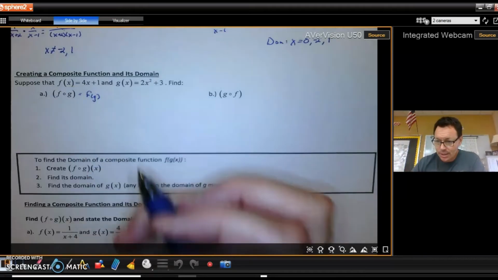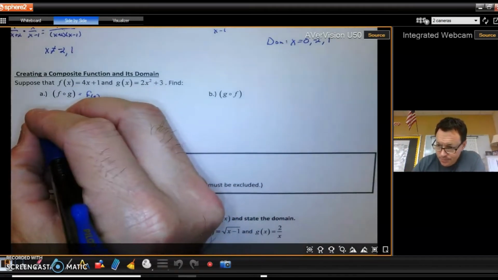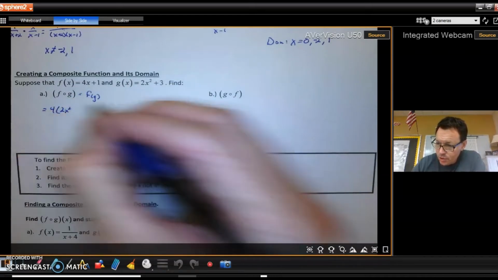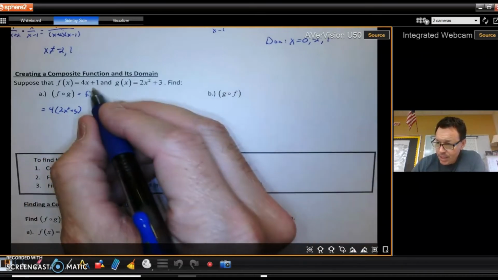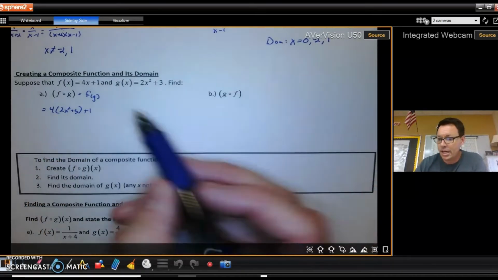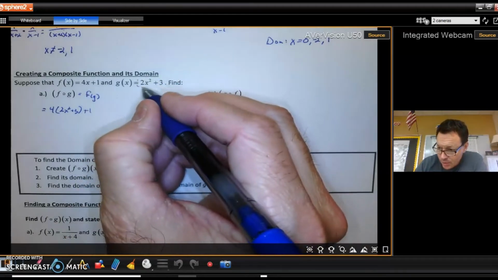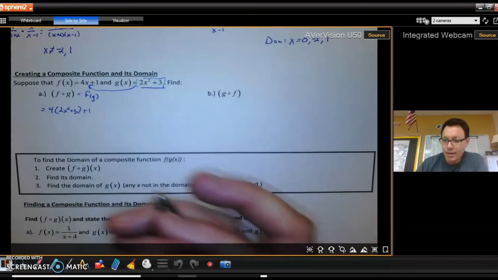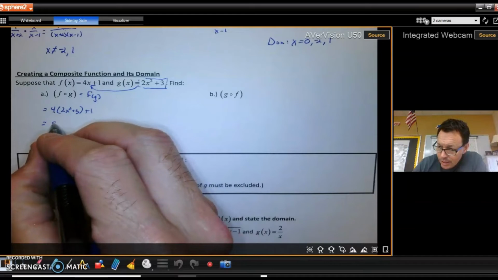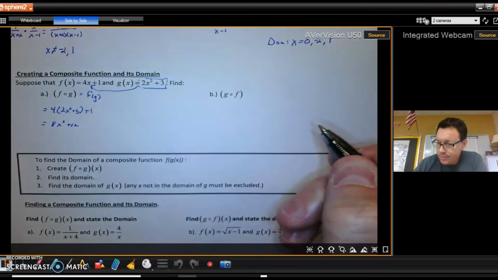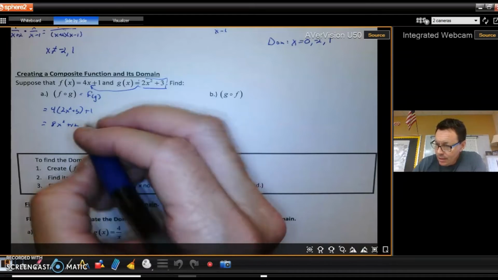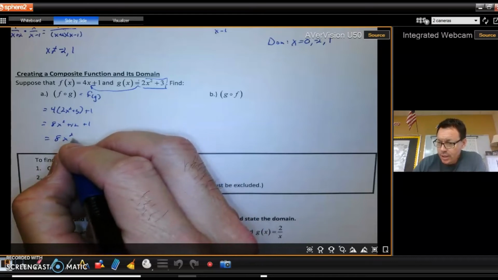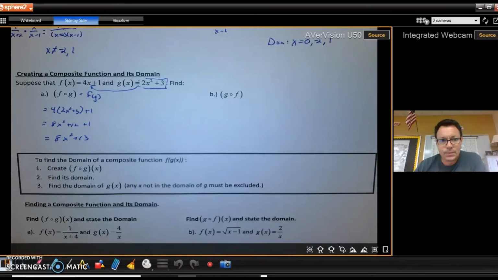So that x is going to get replaced with this whole expression. So 4, and then instead of x, we're going to have 2x squared plus 3, and then we're going to have plus 1 on the end. So realize, all I did, I replaced the x, I put this expression into that function right there. And now we need to simplify that. So 8x squared plus 12, and then plus 1 on the end. Oh, so 8x squared plus 13. That's our final answer. Okay?